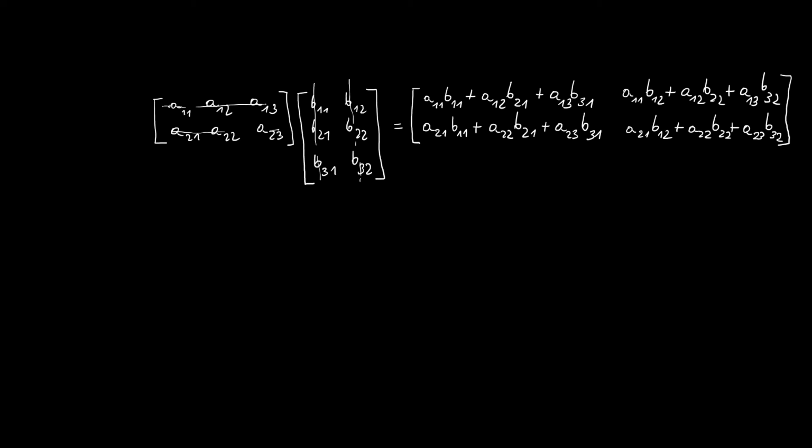We are taking rows from the first matrix, columns from the second matrix, and when they conceptually cross, we write a sum of multiplications of elements which are at the same place in the row from the first matrix and column from the second matrix. And that's the whole rule of matrix multiplication.